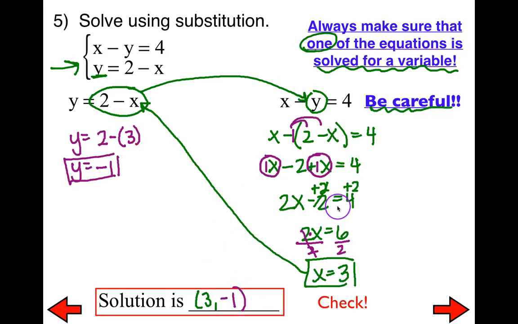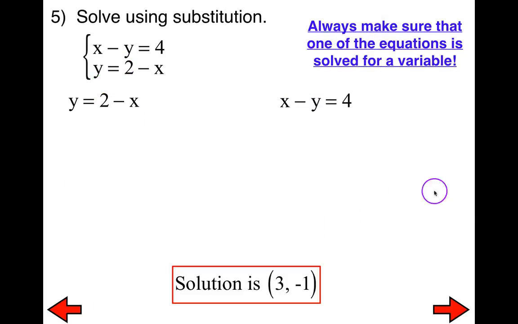But of course, we need to make sure we check our work to see if this is indeed a solution that works for both equations. So let's go ahead and check it out. Let's remind ourselves the x value is 3 and the y value is negative 1. I'm going to plug them in. Y is negative 1, so here I have negative 1 equals 2 minus x, which is 3, which simplifies to negative 1 equals 2 minus 3, which is negative 1.